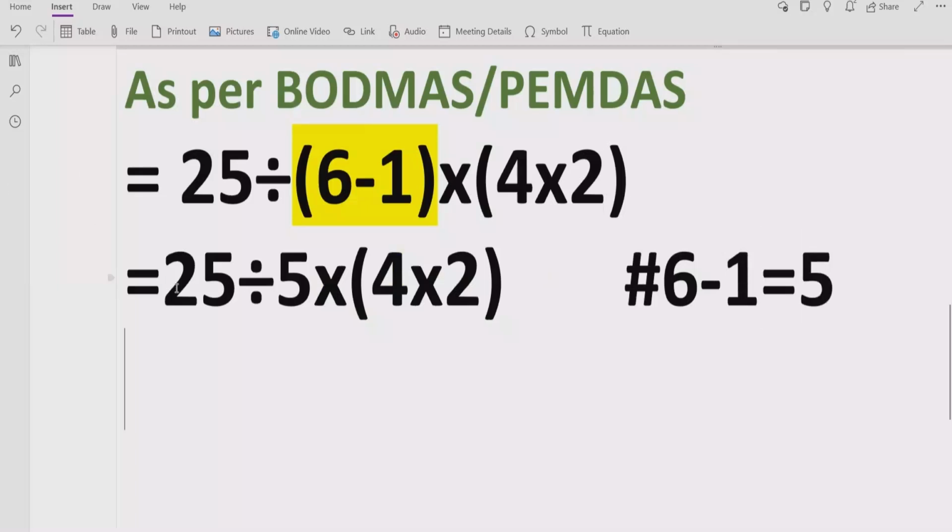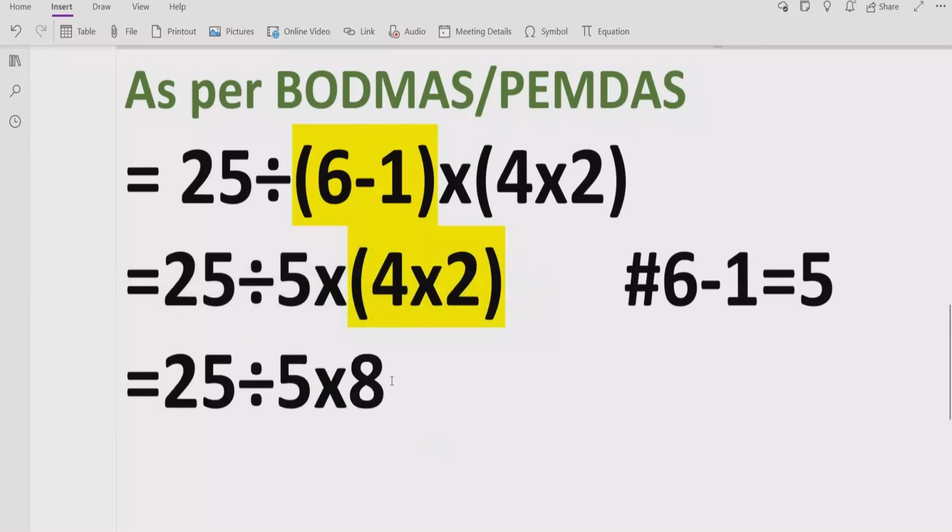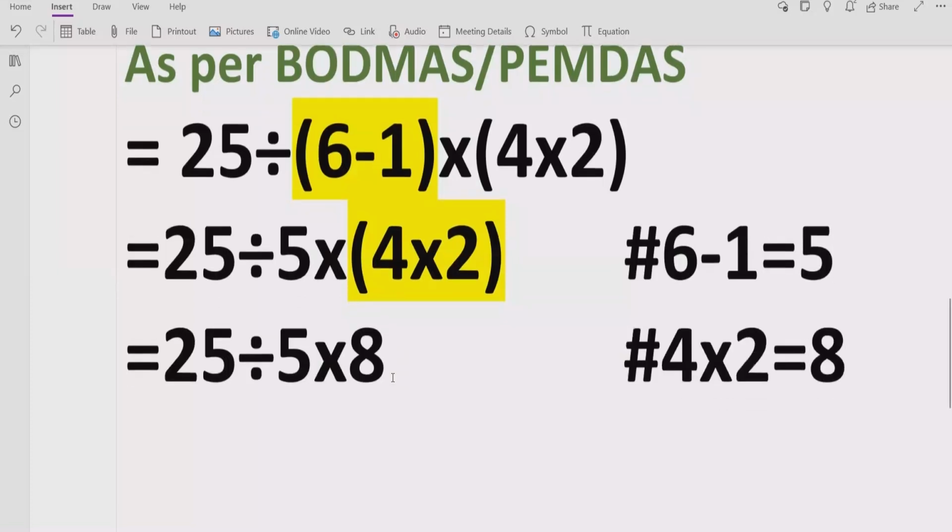Now, move forward to solve another bracket, which is 4 multiplied by 2. I'm writing this part, and 4 multiplied by 2 equals 8. Here I am giving the reference: 4 multiplied by 2 equals 8. Now, move forward to step number 2. According to BODMAS, we have to solve the exponent part in step number 2. Here we do not have any exponent part, so we will skip this step.